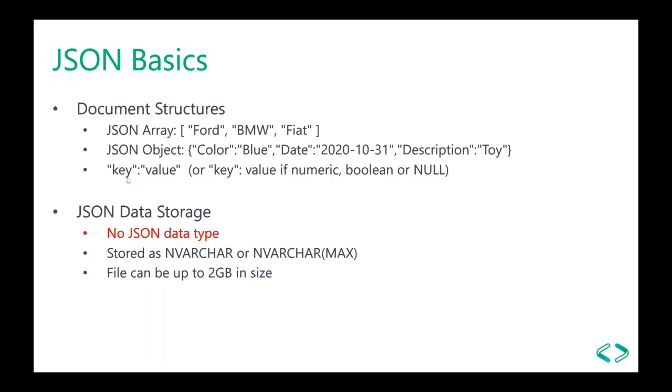You store it as an nvarchar or nvarchar max. So that's how you declare it. You don't have to declare it as JSON or like XML. You declare it as XML data type. It's just an nvarchar field, and it can hold up to 2 gigabytes of data.